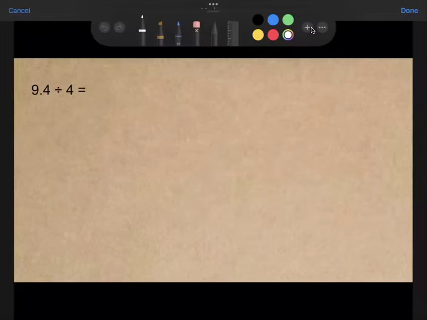Okay, here is our first example we're going to do. We're going to take the number 9.4 and we're going to divide it by 4. Okay, so first number always goes inside the division bracket. So I'm going to put 9.4 here, and second number goes on the outside.